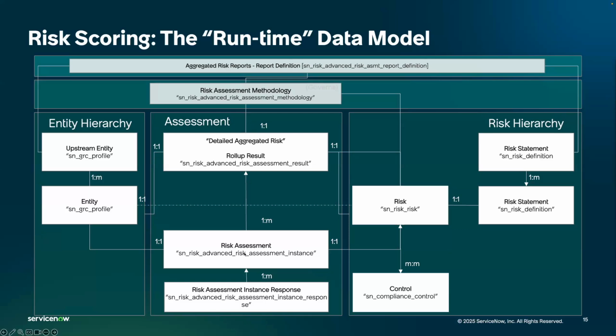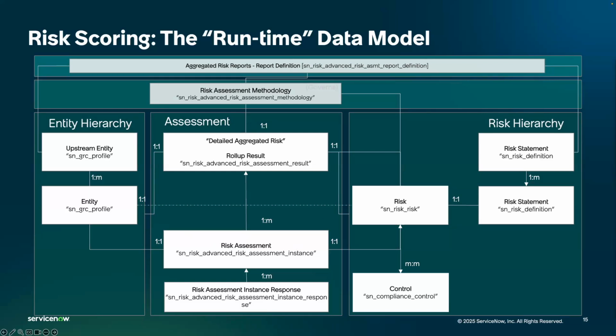The assessment record. The responses roll up to the risk assessment. This is your assessment record. It links one to one with an entity on the left and one to one with the risk on the right. Every assessment is anchored to both what you're assessing, the entity, and what risk you're evaluating.